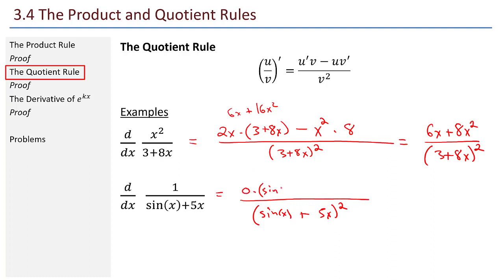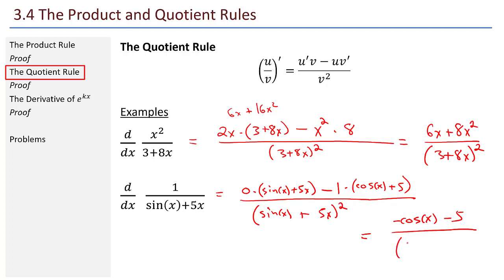So there's that whole sine x plus 5x thing, minus the top times the derivative of the bottom. Okay, do you remember the derivative of sine is cosine? So cosine of x, the derivative of 5x is just 5. All right, and doing a little bit of simplifying, it looks like this turns into the fraction negative cosine x minus 5 all over sine of x plus 5x quantity squared. There we go.